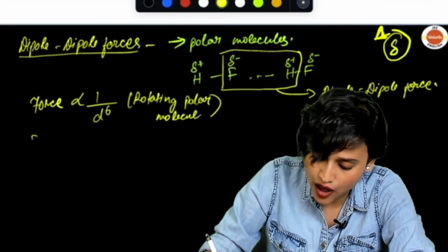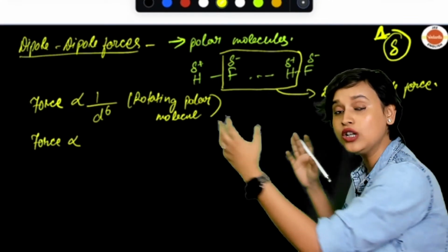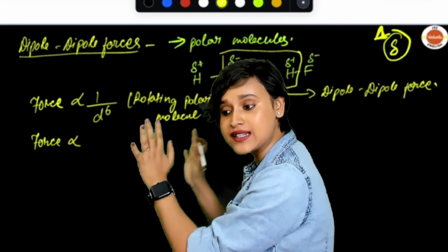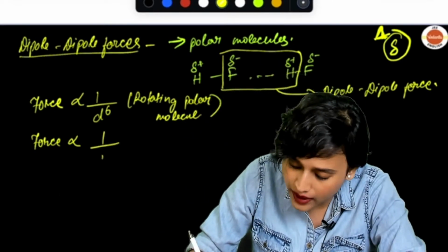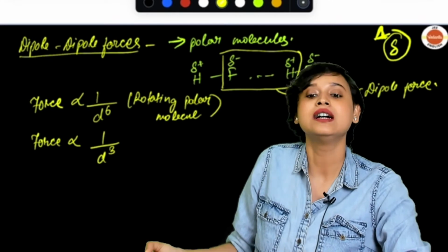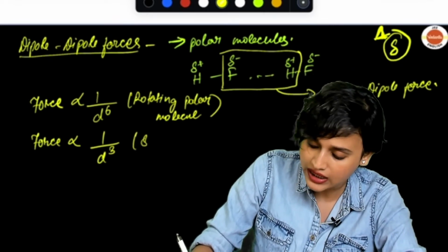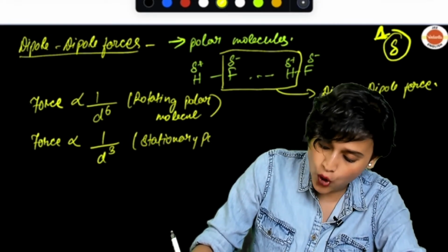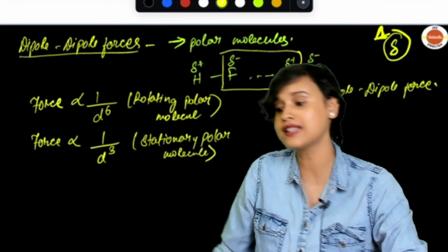All right. Now, if the molecule is stationary, if the molecule is not rotating, if the molecule is at just one place, then you know what happens? Then it will be 1 by d to the power 3. We write it as 1 by d to the power 3. That means that this is for stationary polar molecule.